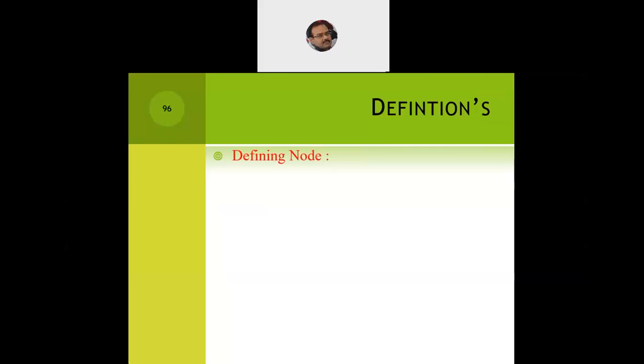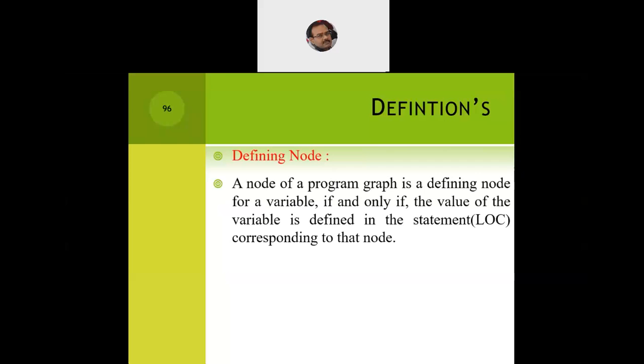Now we need to come up with these two concepts of defining node and usage node. Try to understand it carefully how we do it, so that when we solve a problem, we do not spend much time in understanding the concept. So we say defining node. A node of a program graph is a defining node for a variable if and only if the value of the variable is defined in the statement, that is, the line of code corresponding to that node in the program. So we're talking of defining node, because first of all we need to go for definition and then the usage.